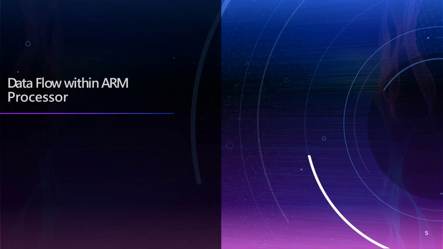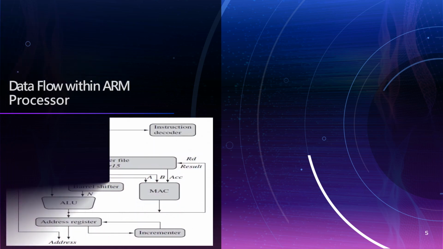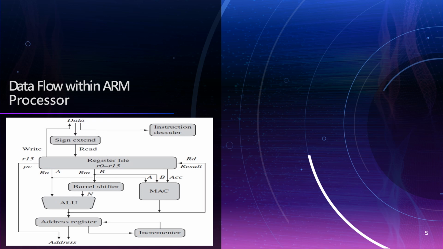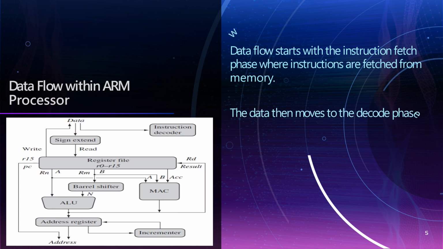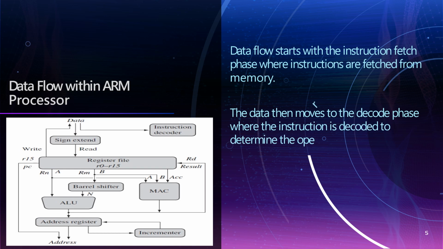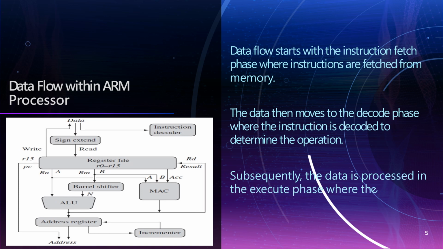Data flow within the ARM processor. Data flow starts with the instruction fetch phase where instructions are fetched from memory. The data then moves to the decode phase where the instruction is decoded to determine the operation. Subsequently, the data is processed in the execute phase where the actual operation takes place.